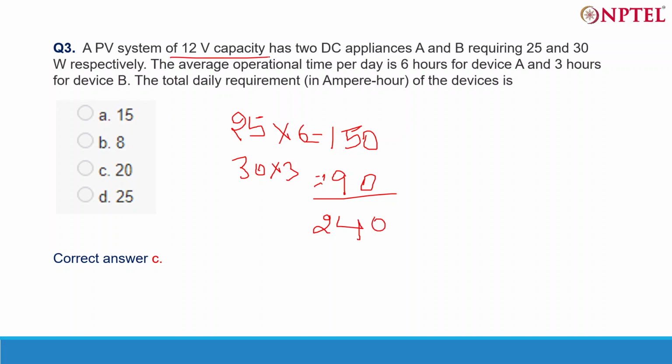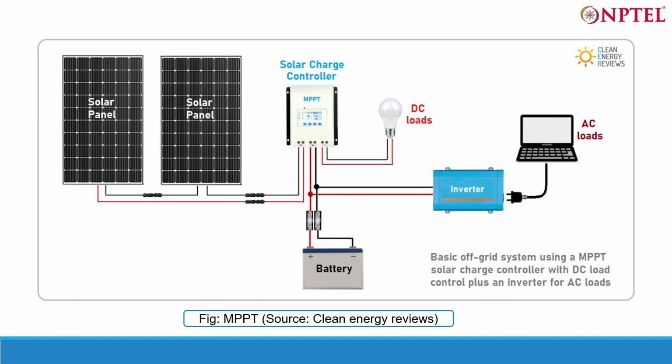Now the battery capacity is 12 divided by 12, that is 20 ampere hour. So this is basically an MPPT, a charge controller that does a lot of functions. For your knowledge, I put this picture so that you can have an idea what an MPPT is.